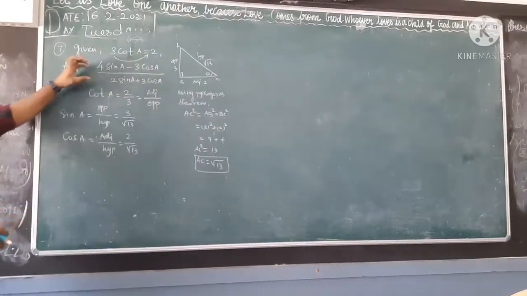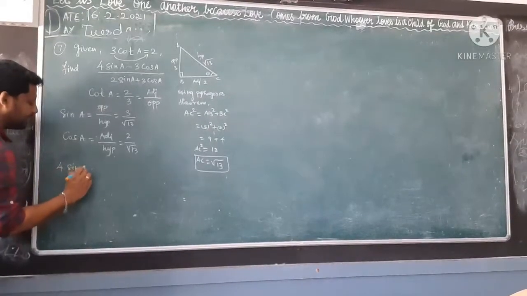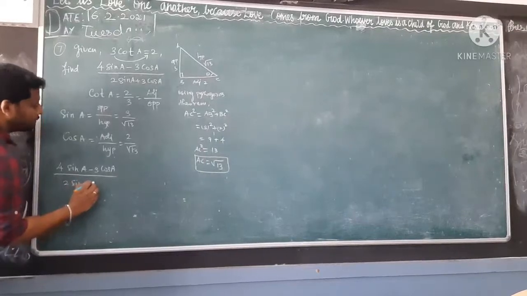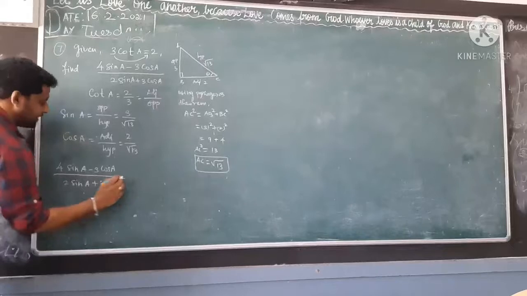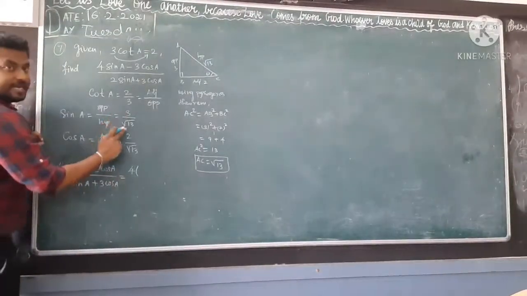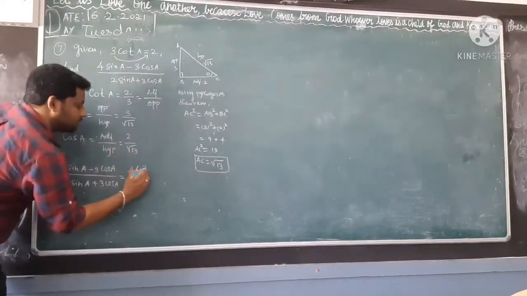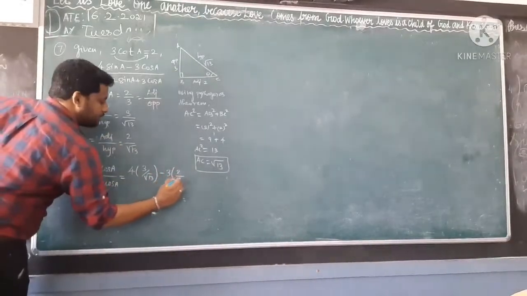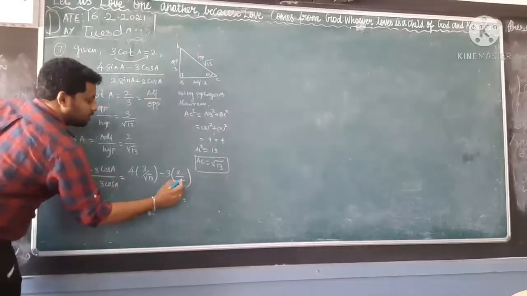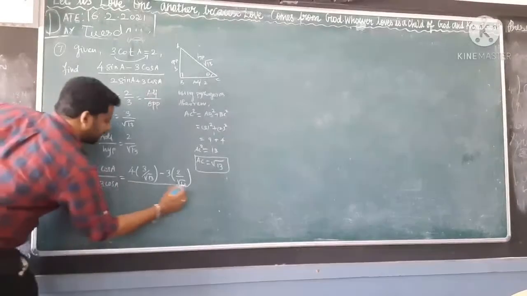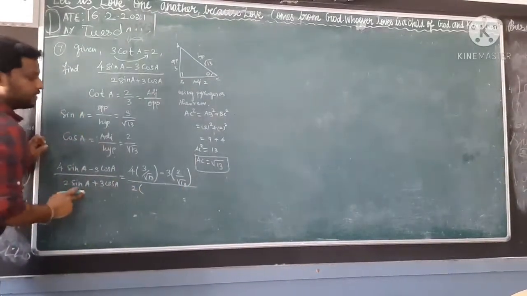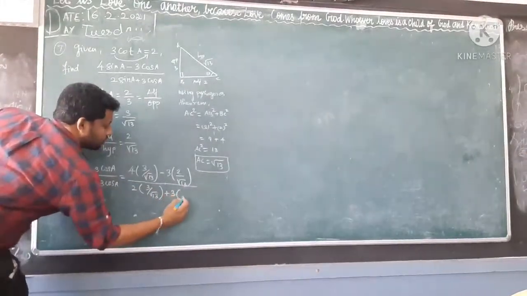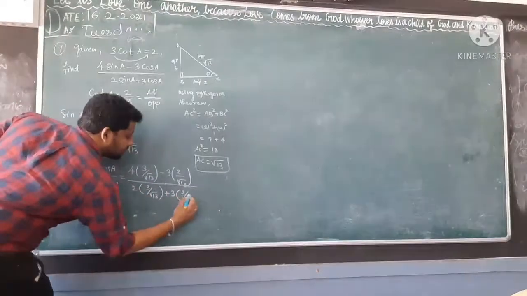Substitute in what we have to find. The given expression is 4 sin A minus 3 cos A divided by 2 sin A plus 3 cos A. It is equal to 4 into the value of sin A, which is 3 divided by root 13, minus 3 into the value of cos A, 2 divided by root 13, the whole divided by 2 into sin A, 3 divided by root 13, plus 3 into cos A, 2 divided by root 13.